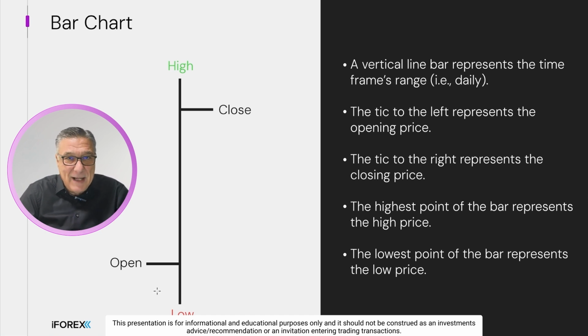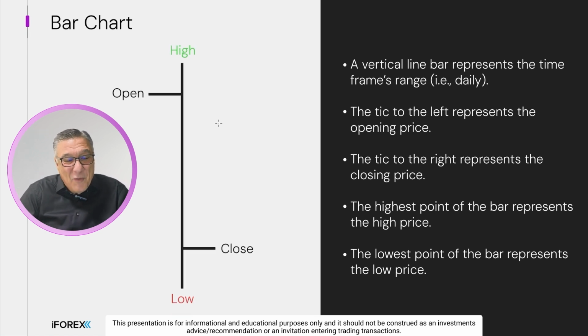The first price of the session, the open price, is denoted with a tick to the left, a small horizontal line to the left of the vertical bar. Similarly, the last price of this session, the close price, is shown with a tick to the right, a small horizontal line to the right of the vertical line, to the right of the bar.